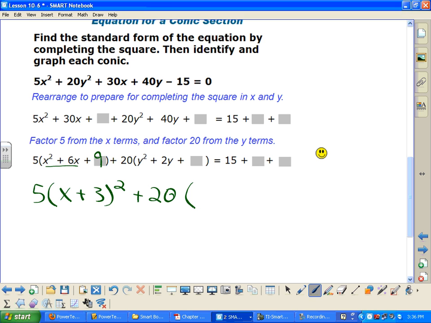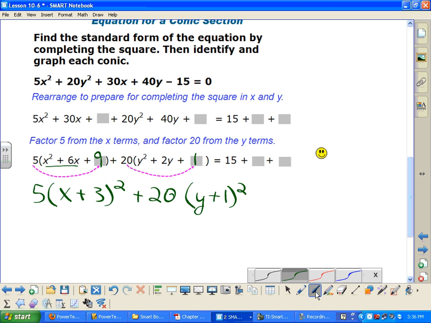So then we have 20 times, and half of 2 is 1, so y plus 1, that quantity squared, and when we square 1, we get 1 here. Now when I add to the other side, I'm not adding just 9, I'm actually adding the product of 5 times 9, and here I'm adding the product of 20 times 1. So to the other side, we're going to add 45, 5 times 9, and 20 for the 20 times 1. So that's 15 plus 45 is 60, plus 20 is 80.